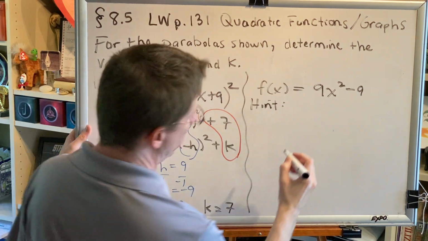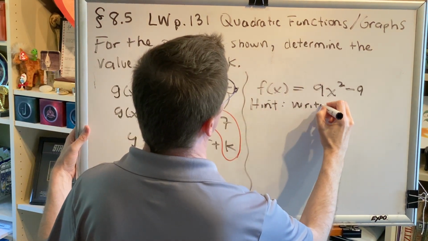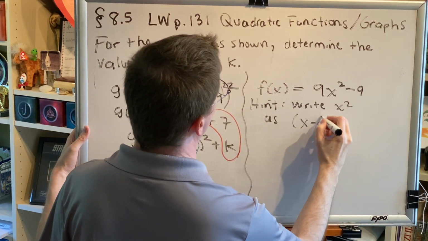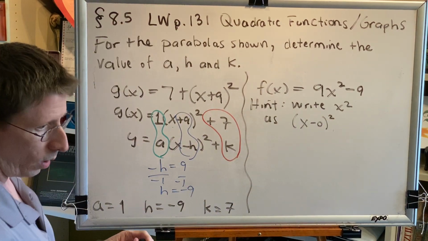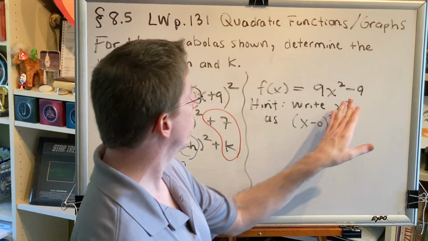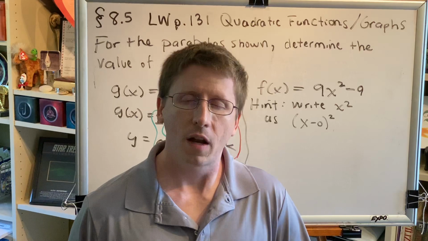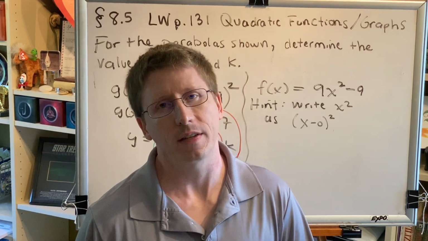The hint says to write x squared as x minus 0 squared. Okay, so before we use the hint, let's talk about why these are equal to each other. When you add or subtract 0, nothing changes value. I'll give you a very easy example.